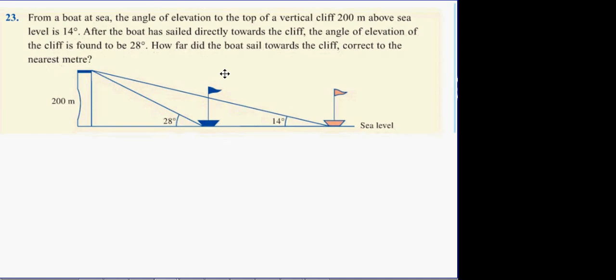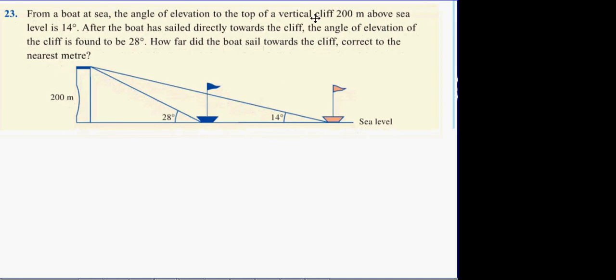Number 23. From the boat at sea, the angle of elevation of the top of a vertical cliff 200 meters above the sea level is 14 degrees. Then after the boat sailed directly towards the cliff, the angle of elevation of the cliff is found to be 28 degrees. How far did the boat sail towards the cliff, correct to the nearest meter? Okay, we are looking for this here.